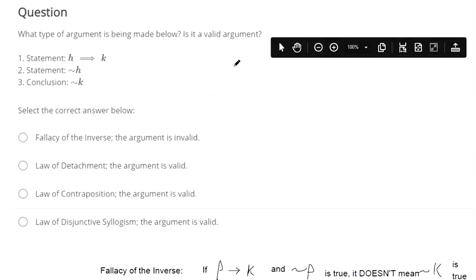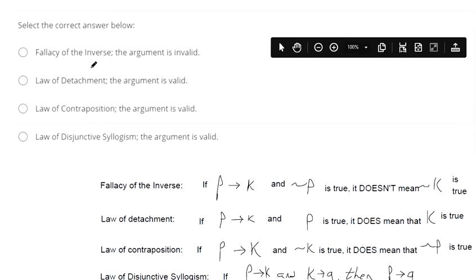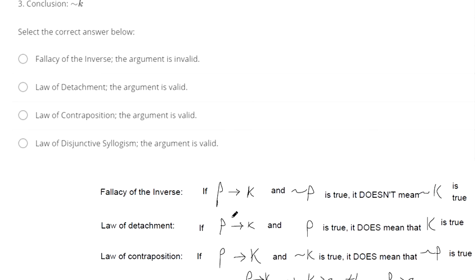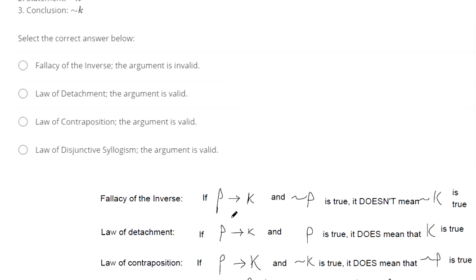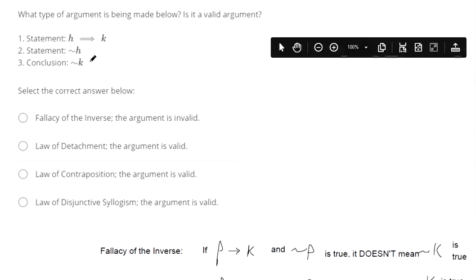Okay, so what type of argument is being made below? I've listed out these: the law of detachment, the law of contraposition, which we've talked about, and the law of disjunctive syllogism. There's a lot of different laws that I can post in the course too, so we can look at all of them. We can go through each one to see which one this more closely represents.